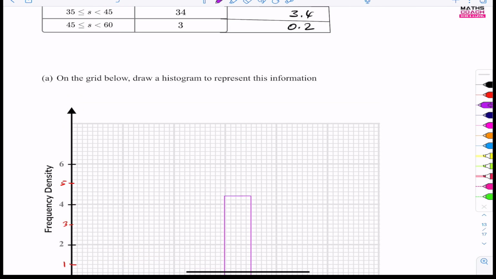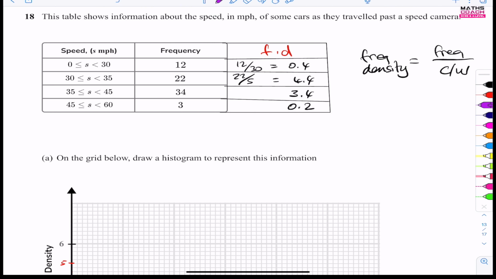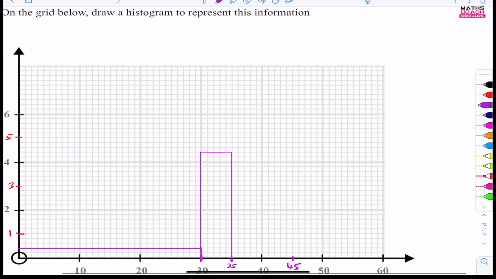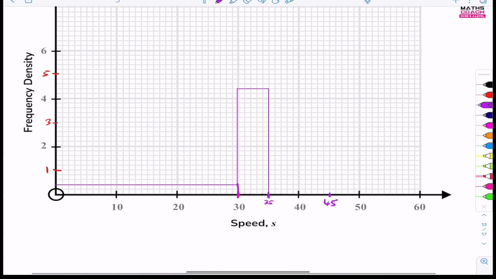And then we have 3.4, and that's between 35 and 45. So between 35 and 45. So again, we need to find where 45 is. That's 45, and that's going to be, what was it again? 3.4. So 3.4. So up with a ruler. So we're on 3 right there. So 3.4 there. Go across all the way and touch the other side, and there we go.